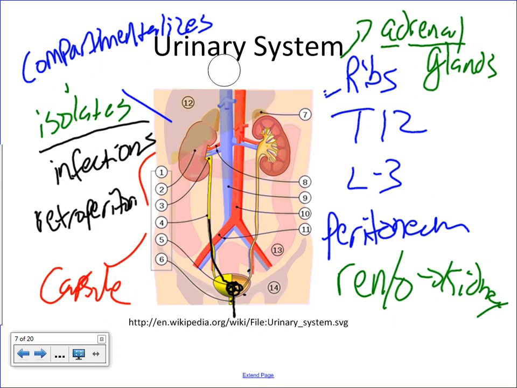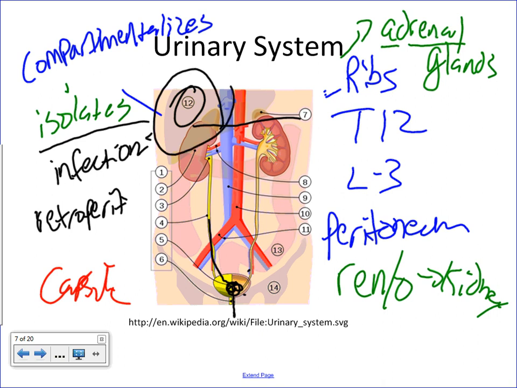Now, you'll notice, as you take a look at this picture, that the right kidney sits a tad lower than the left. The reason is this organ right here, the liver. The right lobe of the liver is so big that it pushes the right kidney down a hair lower in the abdominal cavity. So if you want to go into surgery, or not even surgery, but scanning or anything like that, you're going to need to understand that that's why the right kidney is always going to be a hair lower.